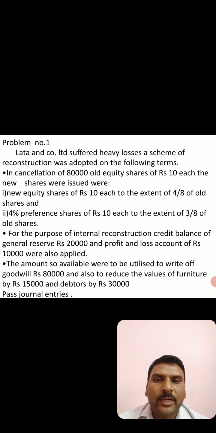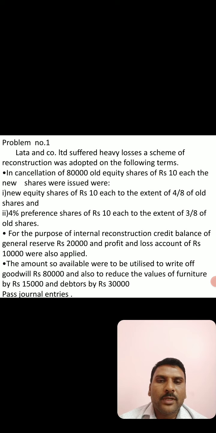Lata and Company Limited suffered heavy losses. A scheme of reconstruction was adopted on the following terms. In cancellation of 80,000 old equity shares of rupees 10 each, new shares were issued: new equity shares of rupees 10 each to the extent of 4 by 8 of old shares, and 4% preference shares of rupees 10 each to the extent of 3 by 8 of old shares.